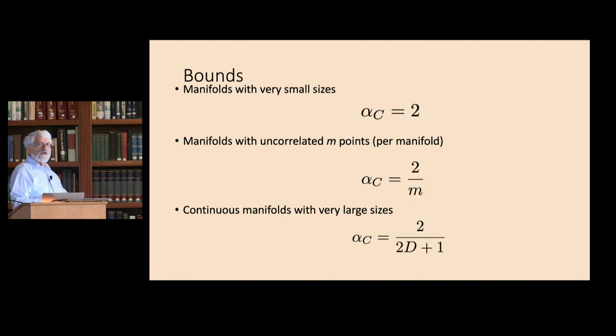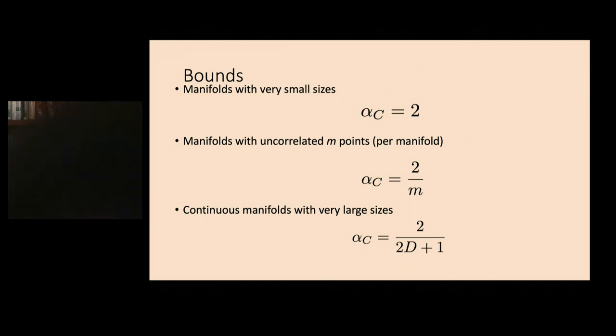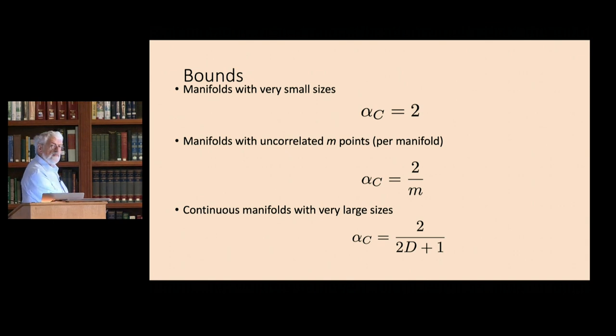On the other extreme, if the manifolds are completely point manifolds, so each manifold has m points and they are completely randomly spread, so there is no structure in the manifold aside from a random collection of points in the state space, then it follows that it's just 2 over m, the number of manifolds that can be separated. So if m is large, if each manifold contains many points, possibly an infinite number of points, then this would be very small, or zero.